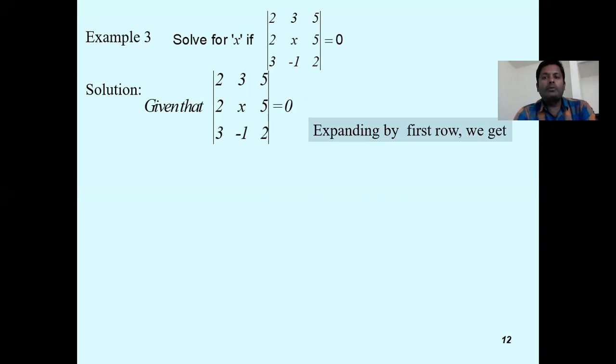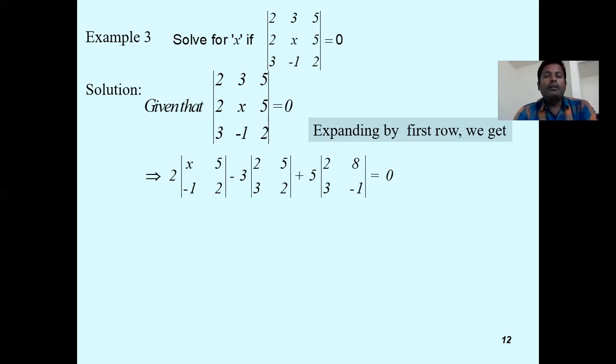Expand the first row. We get 2 into, taking the corresponding row and column neglected, the remaining x 5, minus 1 2, minus, then for this element we write minus 3 into the remaining, corresponding row and column neglected, 2 5, 3 2, plus 5 into the remaining, corresponding row and column neglected, 2 x, 3 minus 1. Here x is there, one mistake is there here.